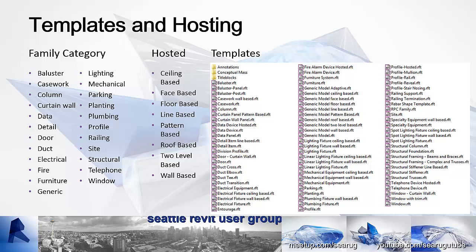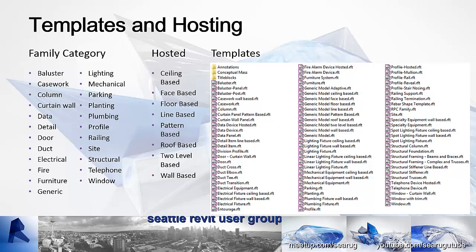Templates. Templates are another big component that we want to look at. We have two different categories, family categories and different types of hosting that are out there. Some of the family categories are going to be mechanical equipment, electrical equipment, generic equipment is definitely a valid solution. But how is it going to be treated? Is it ceiling-based, face-based, floor-based? What does it get attached to?